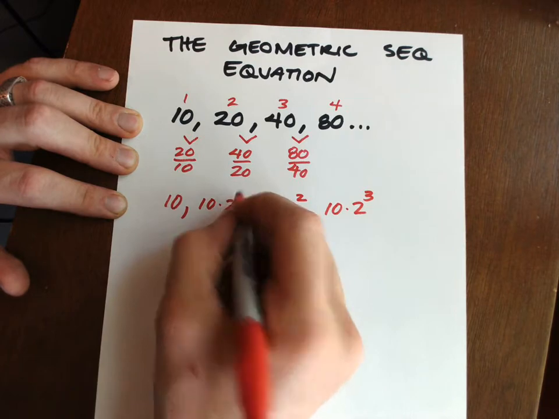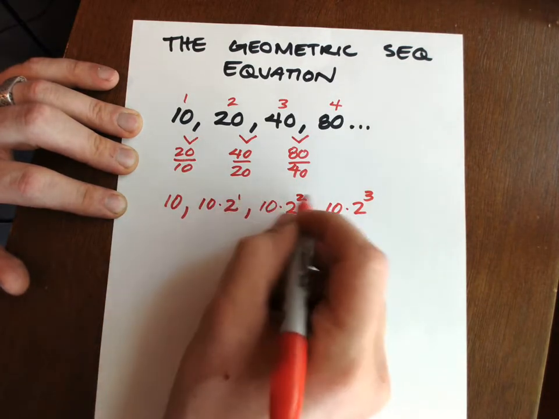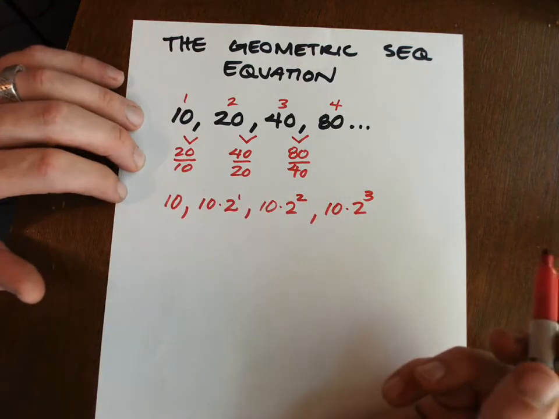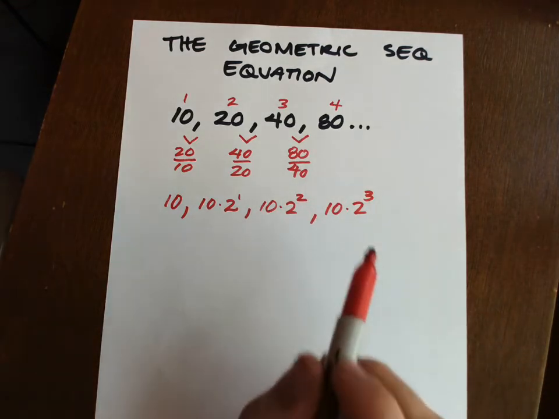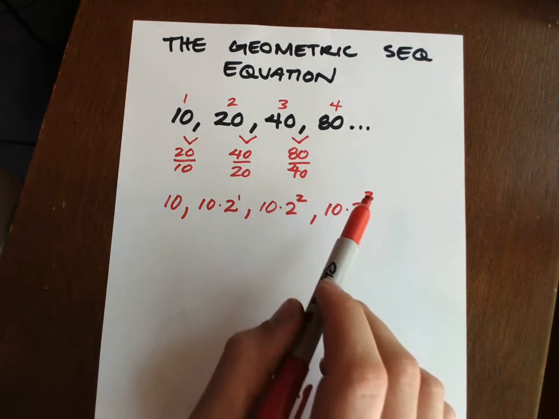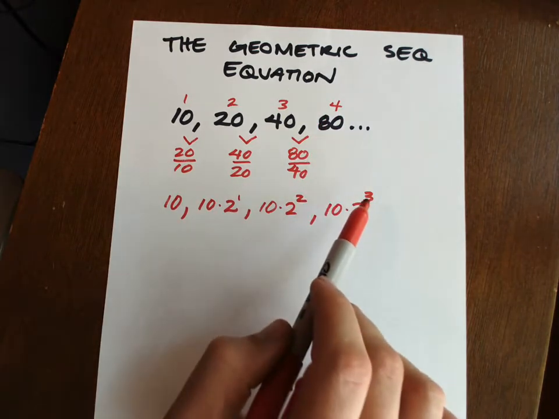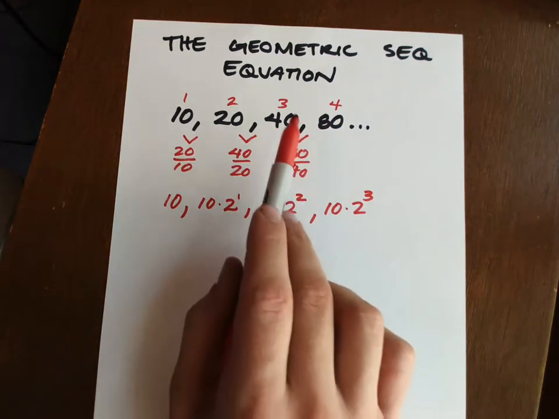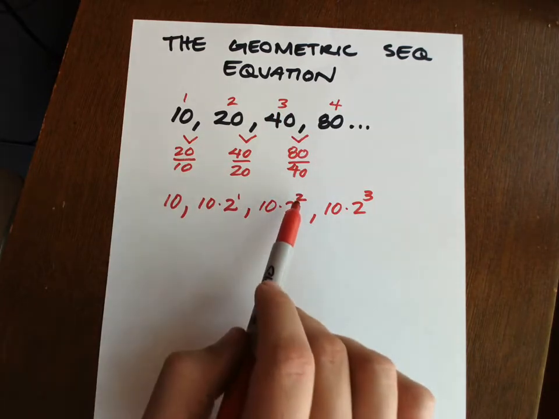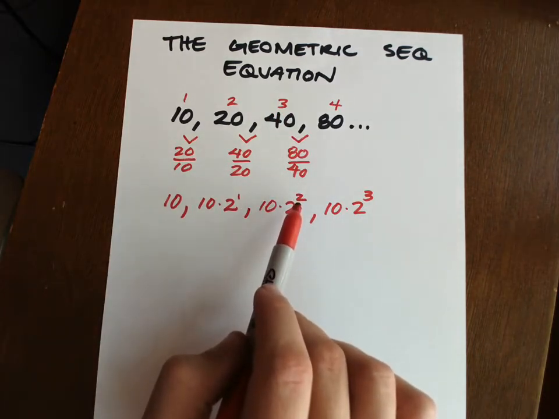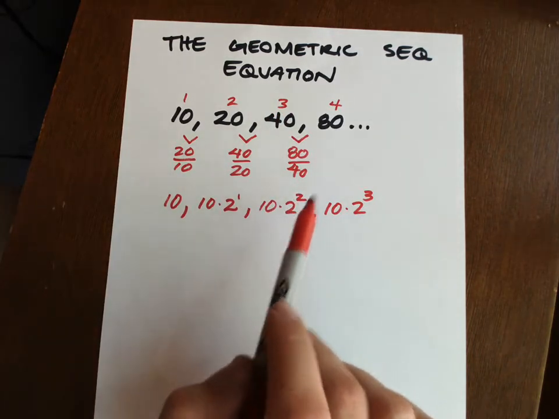And then just so we have a pattern going here, we can see that the amount of 2's is growing. And furthermore, the amount of 2's is always 1 less than the term number. If we try to connect the pattern between the term number and the exponent, it's off by 1.